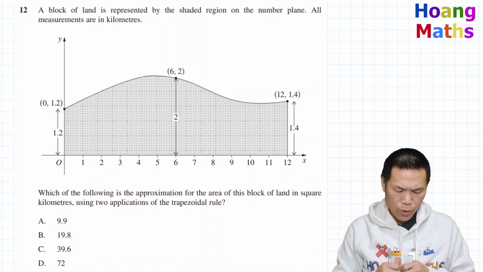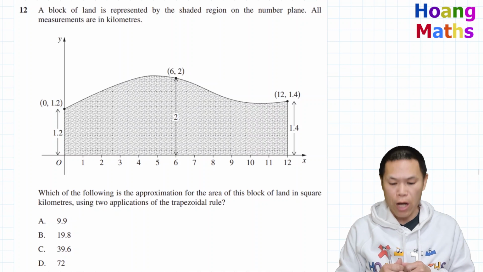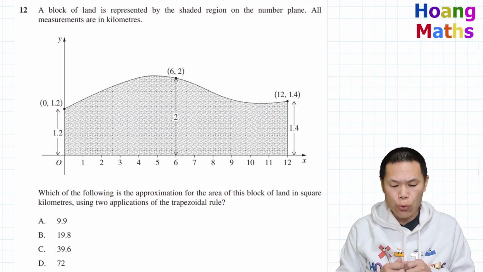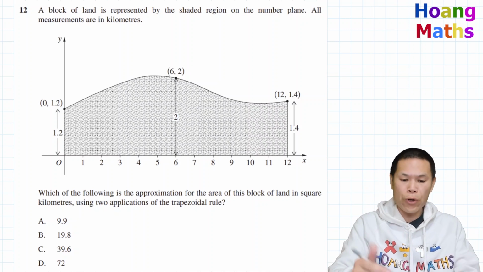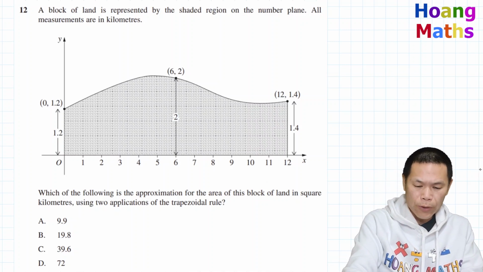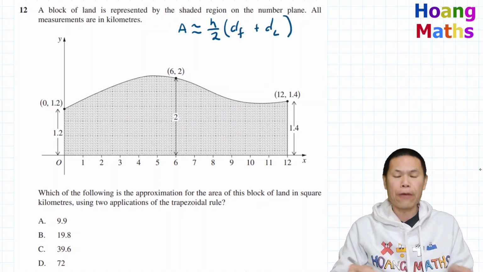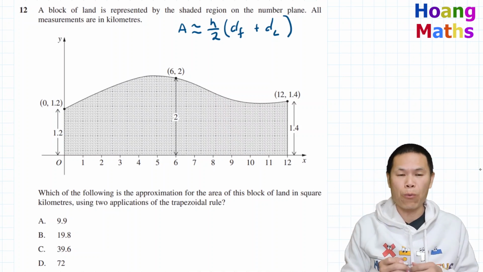Question 12. Which of the following is the approximation for the area of this block of land in square kilometers using two applications of the trapezoidal rule? First of all, we know the rule is A is approximately h over 2 times d first plus d last. For the first application, we find area 1 first.